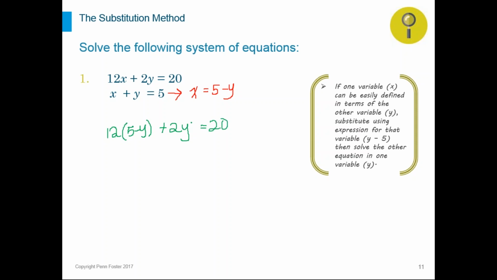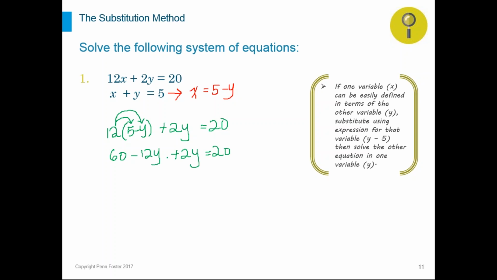Simplify. Remember when we talked about in Unit 1, when we spoke about multiplying a number times a binomial, we said that we just multiply or distribute that one number over each term in the binomial. We're going to do the same thing, the same rules. 12 times 5 will give you 60. 12 times negative y will give you minus 12y. The rest of the equation will just stay the same, plus 2y equals 20.